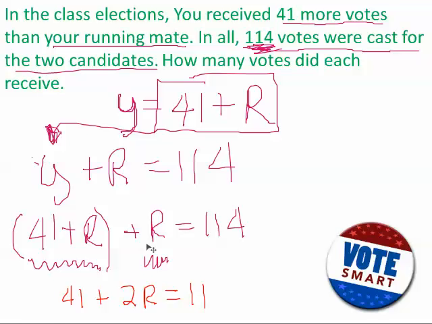That equals 114, and I can solve that by subtracting 41 from both sides. And I'm going to come up to the top, and I'll have 2R equals, and I'm going to use my calculator, 114 minus 41, just to make sure I don't muck it up. Whoops, try that again. 114 minus 41, I get 73.